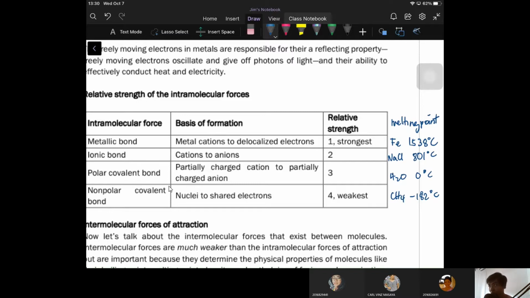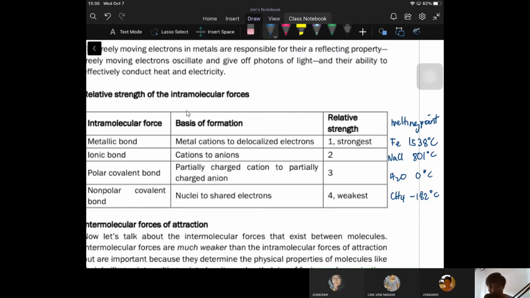So mas mataas yung attraction nila sa isa't isa. So ganun lang, although may exemptions dito, of course. So ano mga exemptions? General naman kasi to, kaya nga relative yan nilagay dyan. So, ano yung mga typical exemptions dito?